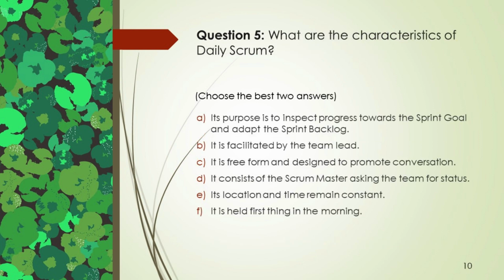Question 5. What are the characteristics of daily Scrum? Choose the best two answers. A. Its purpose is to inspect progress towards the sprint goal and adapt the sprint backlog. B. It is facilitated by the team lead. C. It is free-form and designed to promote conversation. D. It consists of the Scrum Master asking the team for status. E. Its location and time remain constant. F. It is held first thing in the morning.